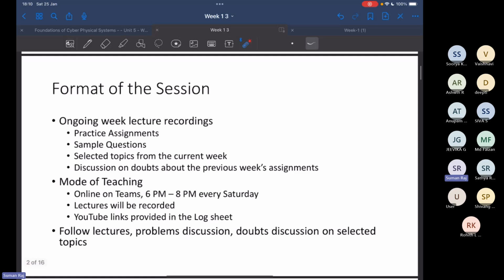In general, you follow the lectures, come for this problem discussion and the doubt discussion on the selected topics, and I think you should be good for this course.